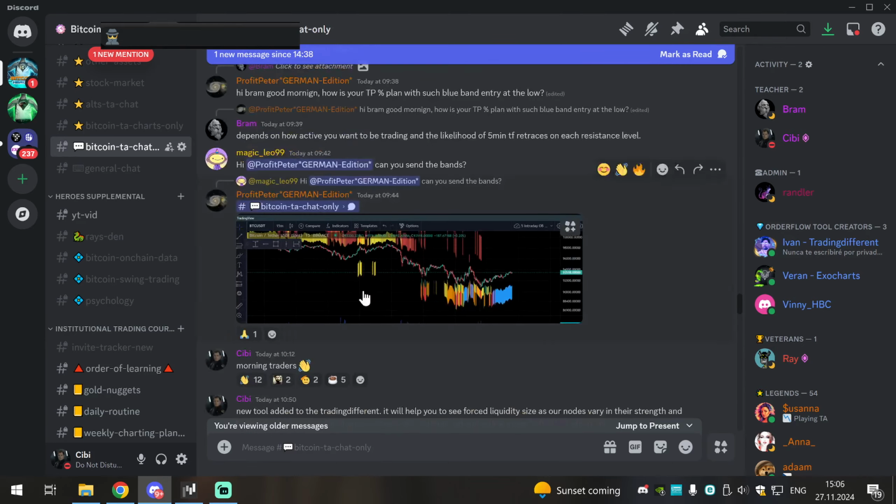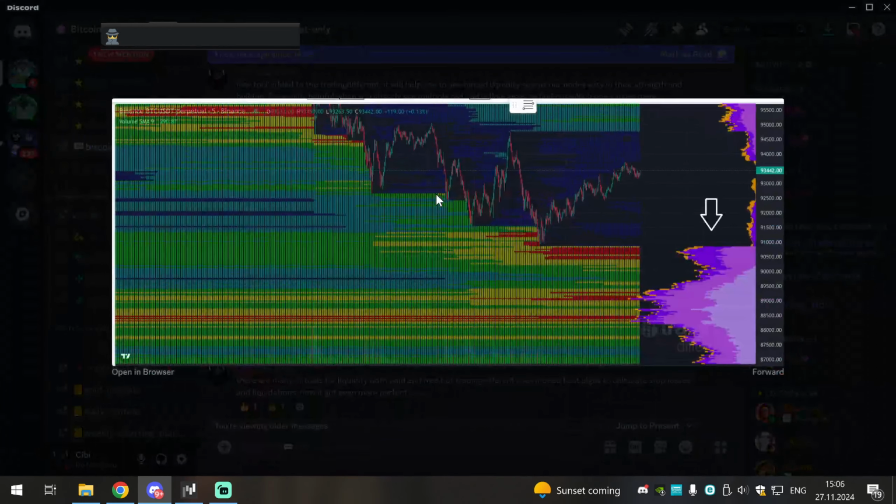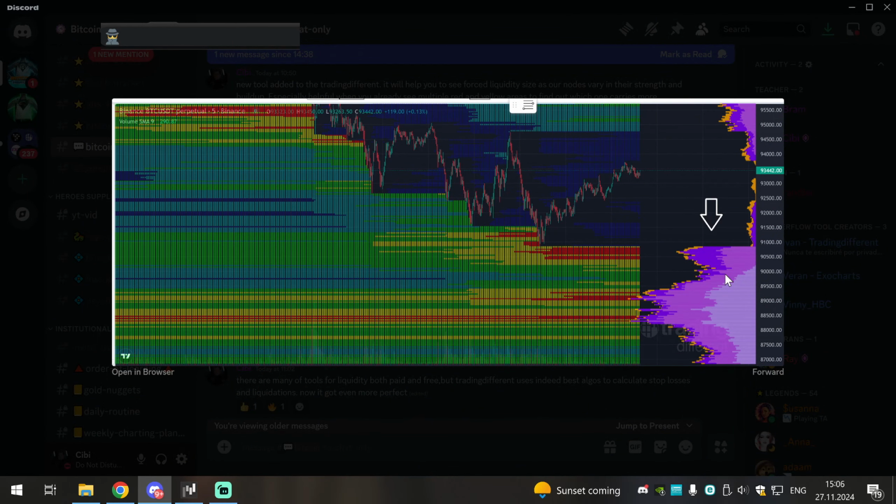Okay. Yeah, so you saw my setups. You could even stop them. By the way, Tradingdifferent made a really nice update. So from now on, they will not only show you the red and yellow areas, the most over-leveraged and highly populated liquidity books. If you ignore this, you have a major liquidity node here and also here, but you didn't know before which liquidity is bigger. All right, so now you know that.